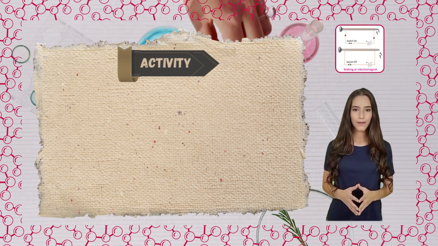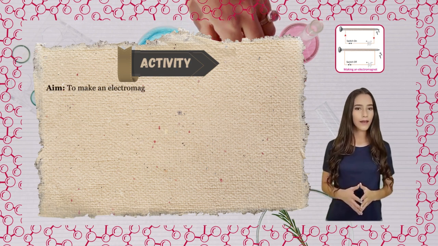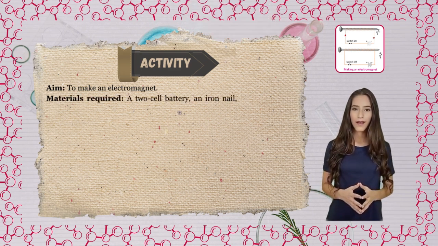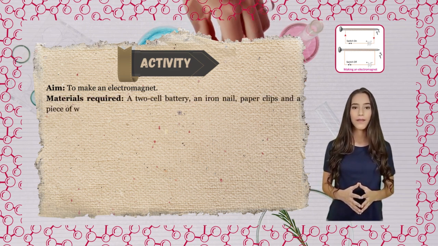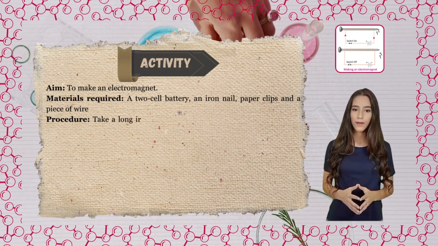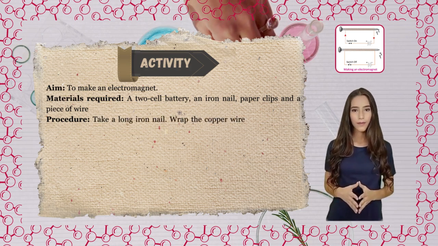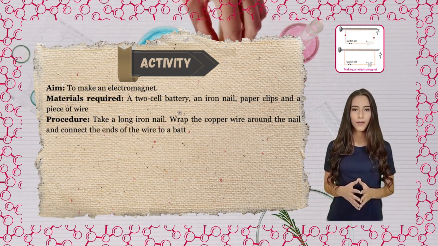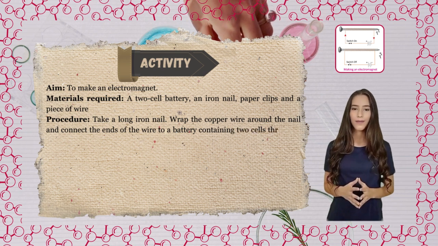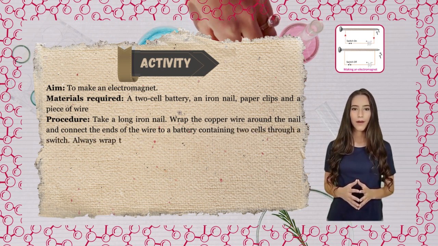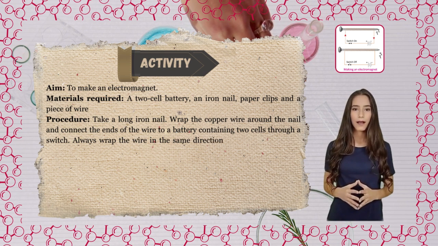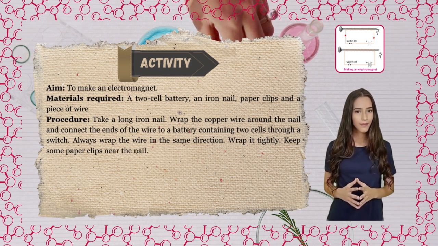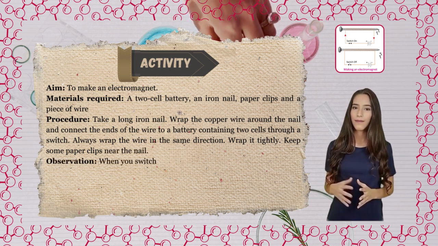Activity. Aim: to make an electromagnet. Materials required: a 2-cell battery, an iron nail, paper clips and a piece of wire. Procedure: Take a long iron nail. Wrap the copper wire around the nail and connect the ends of the wire to a battery containing 2 cells through a switch. Always wrap the wire in the same direction. Wrap it tightly. Keep some paper clips near the nail.